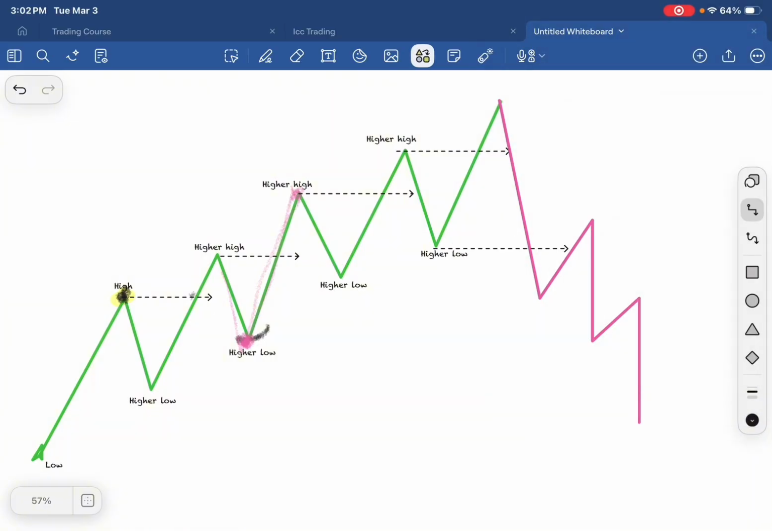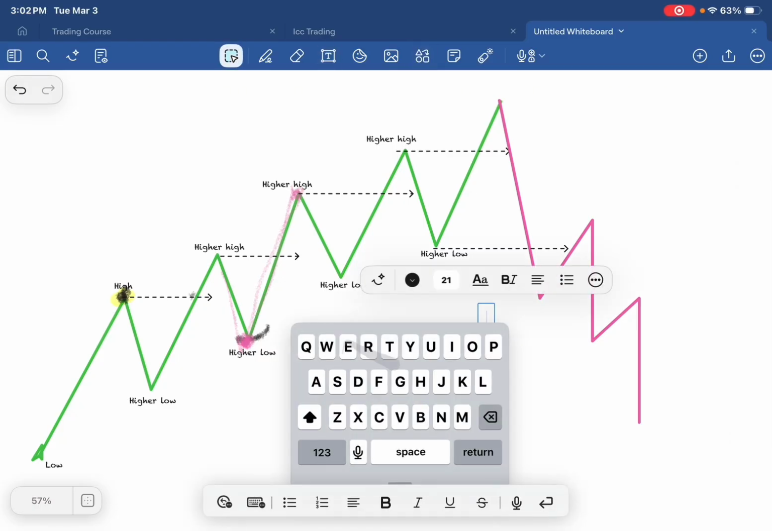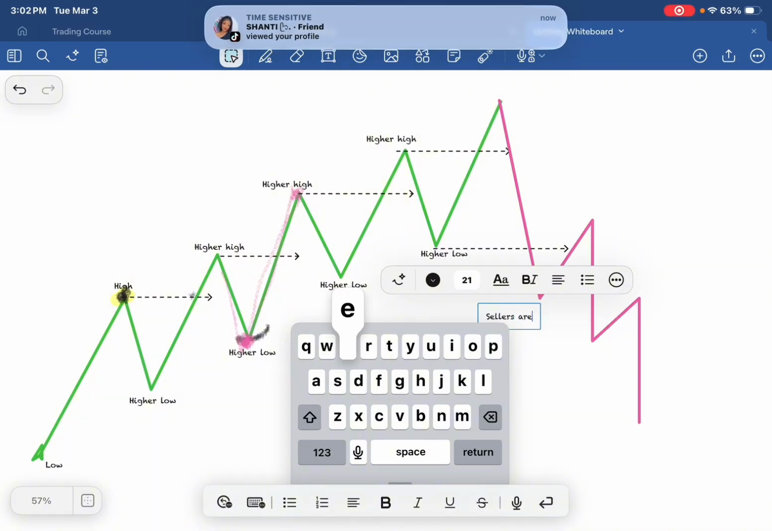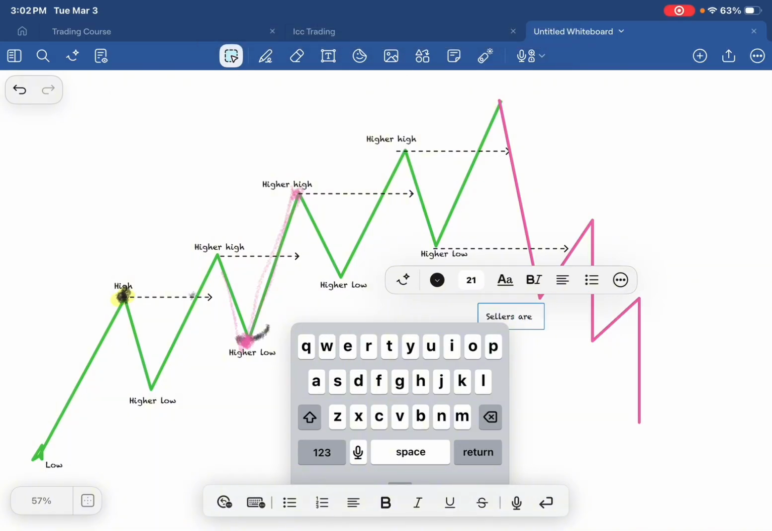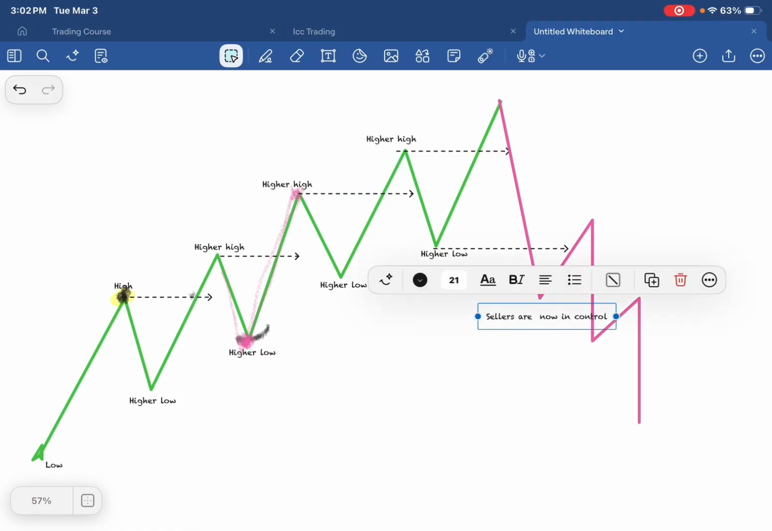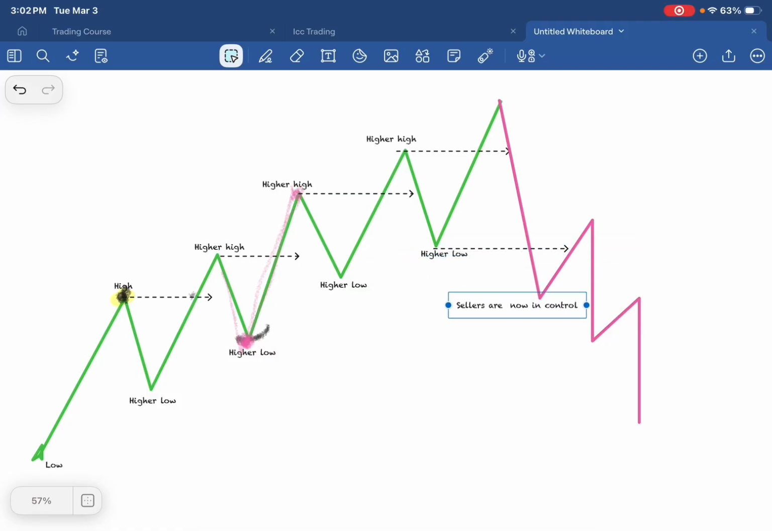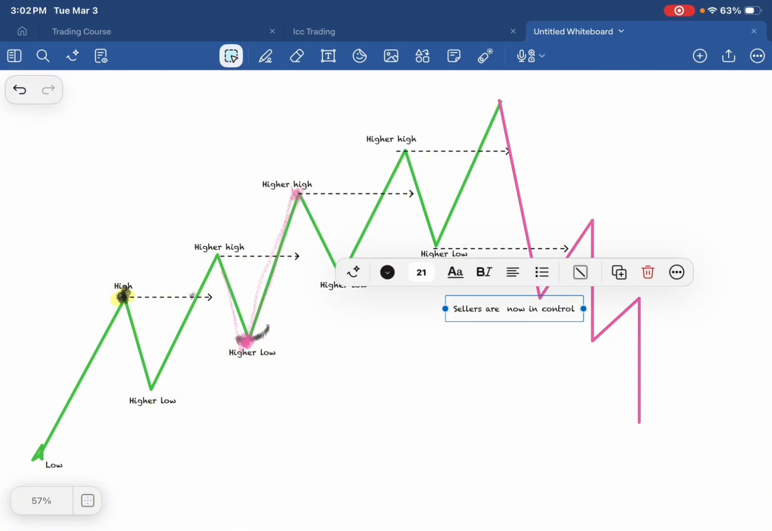It breaks a previous higher low. Once price breaks a previous higher low, guess what? Sellers are now in control. Once price breaks a previous higher low, sellers are now in control. There are no more buyers in control.